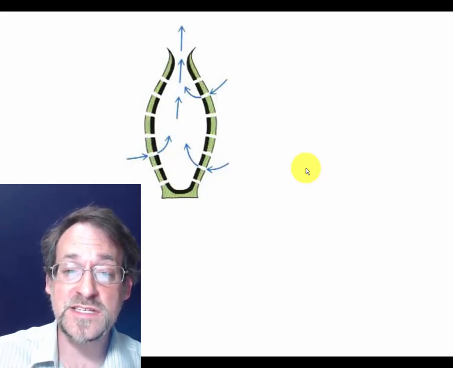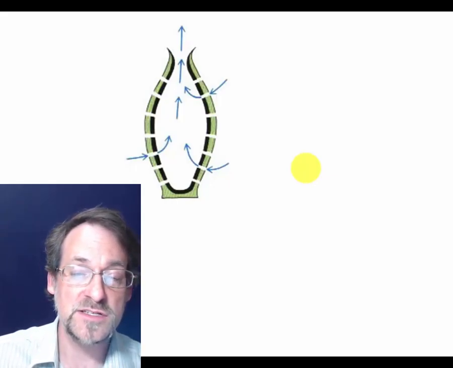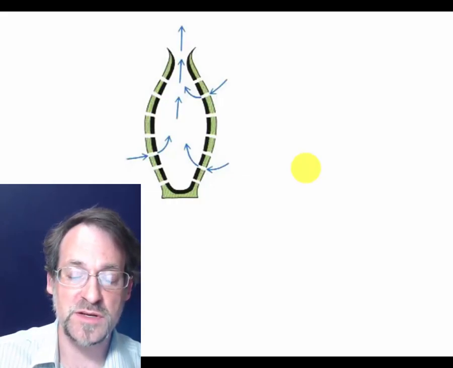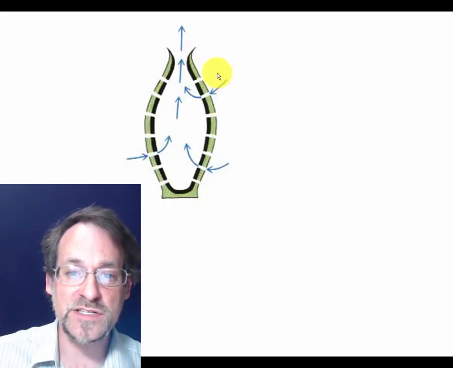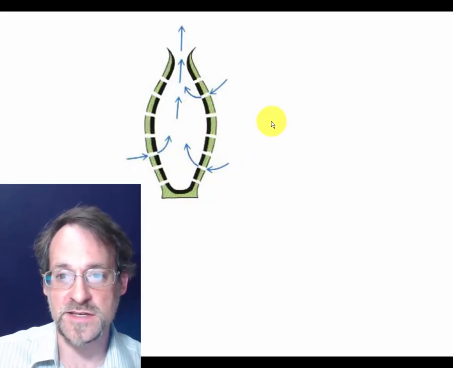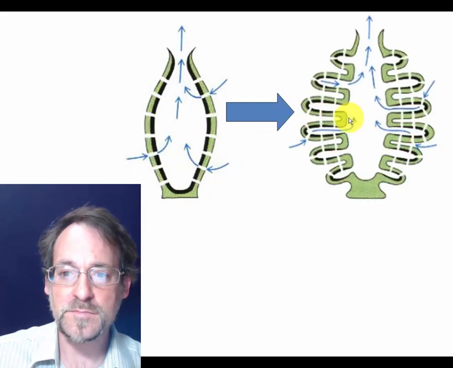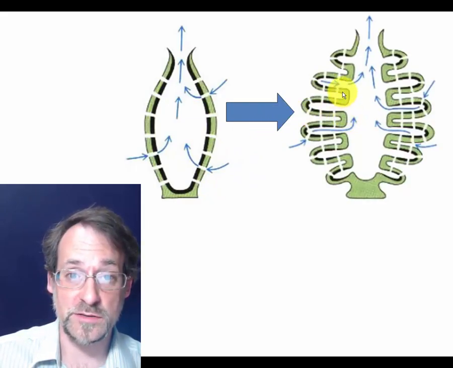There's a pretty easy change that you can make to an asconoid sponge to make it into a syconoid sponge. Basically, what you do is you stretch out the body wall here so that instead of being a straight flat wall, it's all of these folds. So you take it and you change it into this. This is the syconoid condition, or the syconoid system.